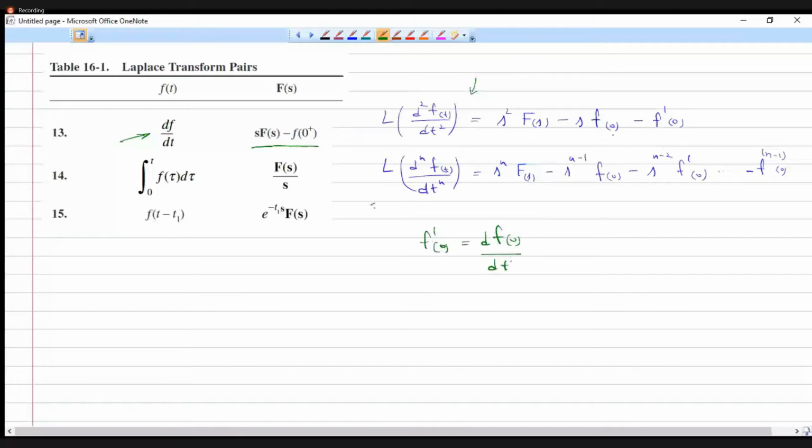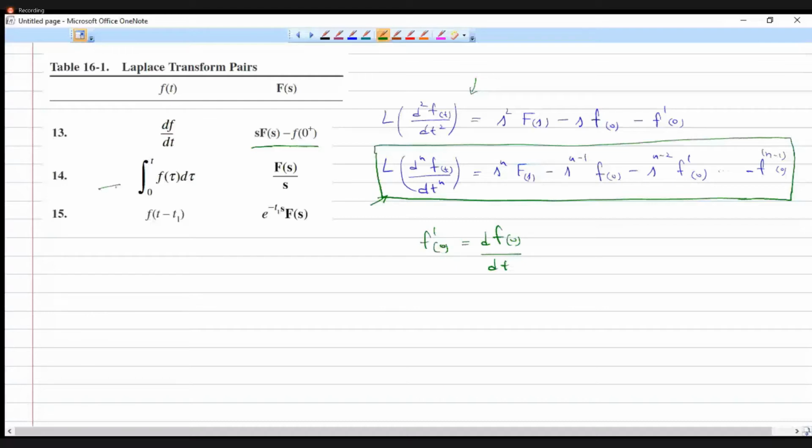Similarly, if you have higher order derivatives, you can use this general formula. The Laplace transform of the nth derivative of f(t) of any function in the time domain is given by s raised to n into F(s) minus s raised to n minus 1 f(0) minus s raised to n minus 2 times the first derivative of f(0), etc., and in the end minus the (n minus 1)th derivative of f(0). You can use that relationship to find the Laplace transform of the derivative of a function.